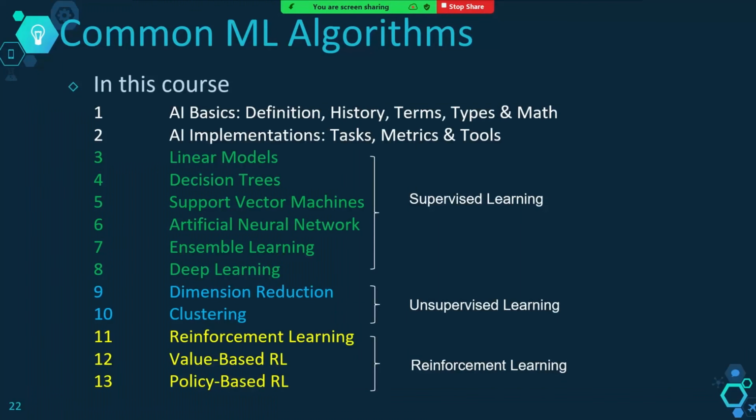And you can take a look at the topics that we will cover in this course. You can see the weeks here. In the first 2 weeks, we're looking into the preparation knowledge that we need for talking about and implementing AI and machine learning. Then we have linear models, decision trees, support vector machines, artificial neural network, ensemble learning, deep learning, dimension reduction, clustering, reinforcement learning, value-based reinforcement learning, and policy-based reinforcement learning. You can see that 5 of them belong to supervised learning, 2 of them belong to unsupervised learning, and 3 of them belong to reinforcement learning. So that's what we're going to do in this course.